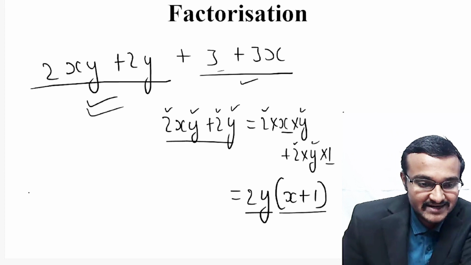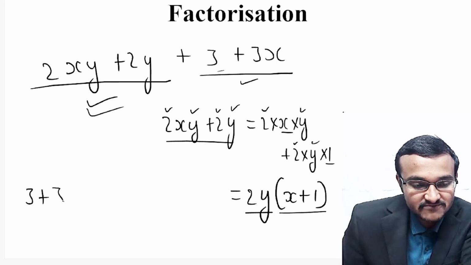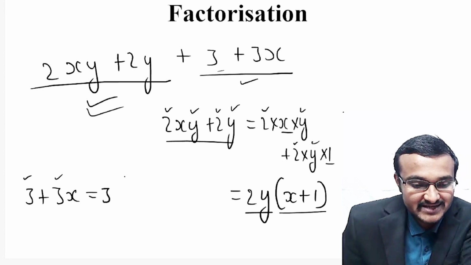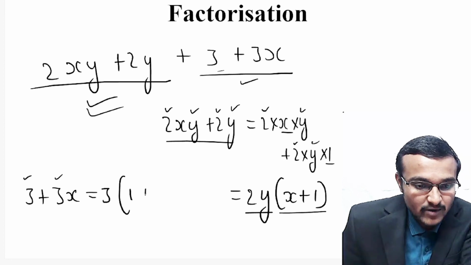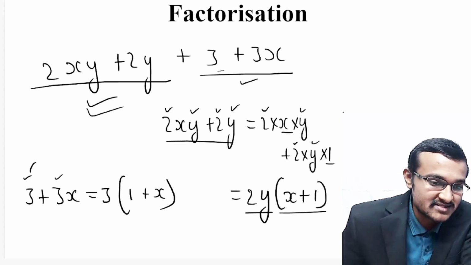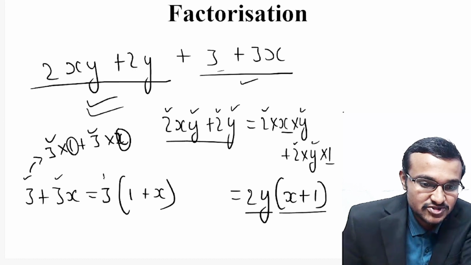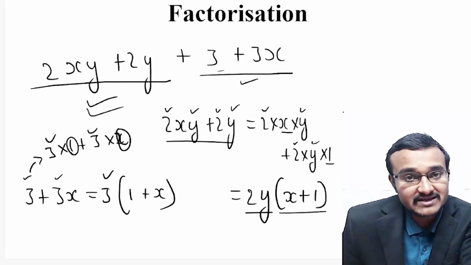So now let us find out the factors of 3 plus 3x. So what is the factor for 3 plus 3x? Here you can take 3 and 3 common. So when you take 3 common from this, 1 will be remaining and x will be remaining, because this I can write as 3 into 1 plus 3 into x. So if you are taking 3 common in this term, 1 and x will be remaining. So that's why 3 into 1 plus x will be remaining.